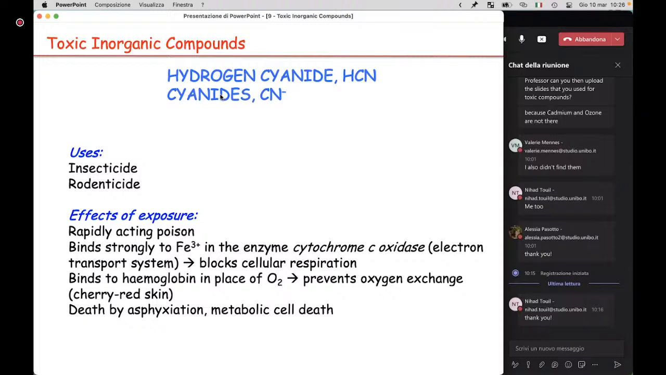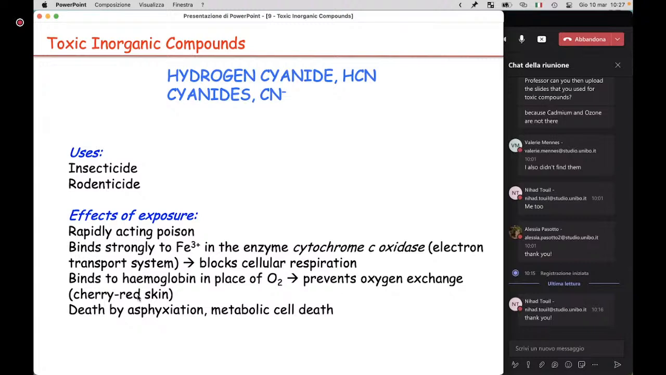Okay, the mechanism of toxicity is the binding to iron in the cytochrome C oxidase, which is included in the electron transport system. So again, cyanides can block cellular respiration. Not only this, but it can also bind to hemoglobin. So it also has a mechanism similar to that of carbon monoxide. And in this case, cherry red skin is almost always present.